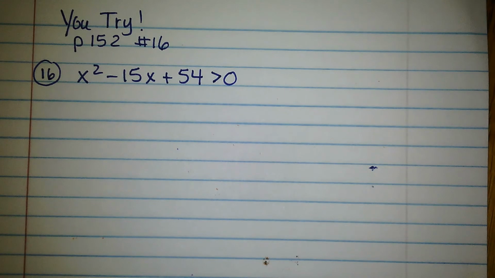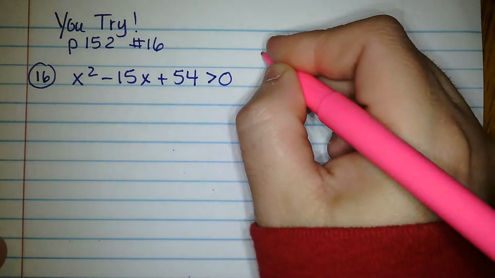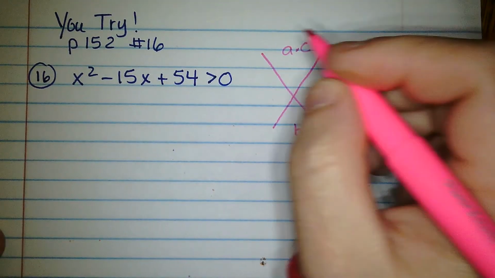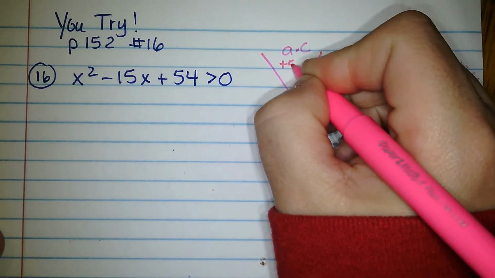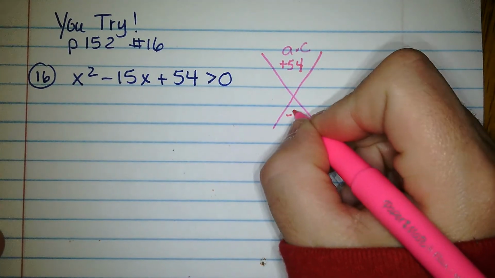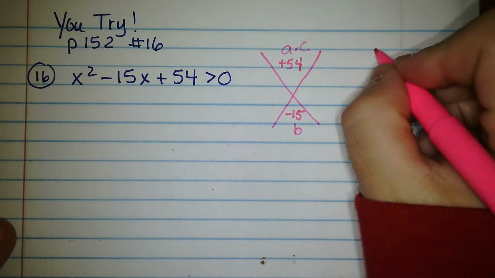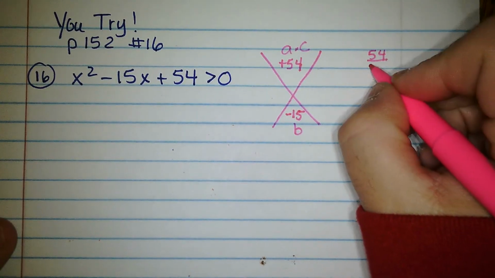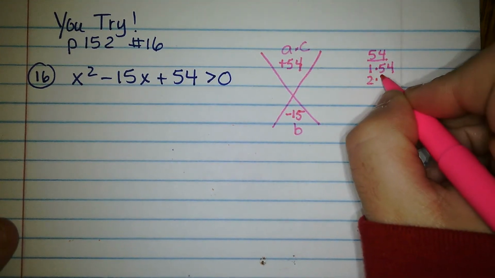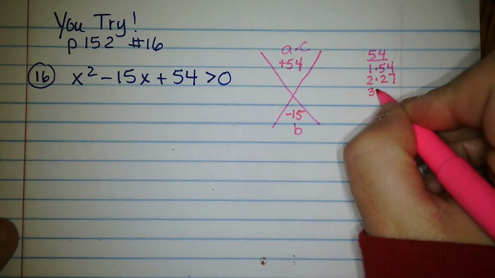I am a factorer. That's what I do. So here we go. A times C on top, B on the bottom. A times C is positive 54, and the bottom is B, and that should be a negative 15. So I'm looking for factors of 54.